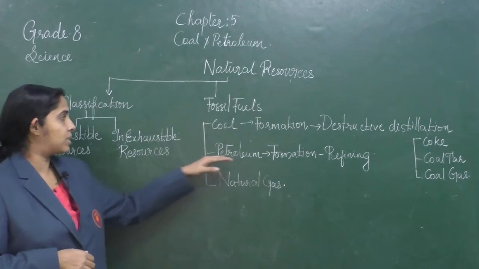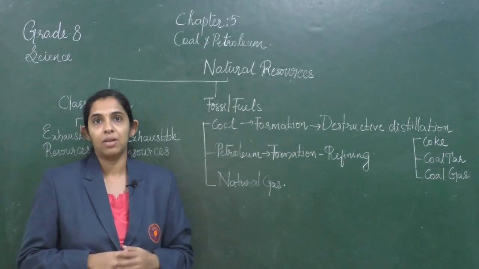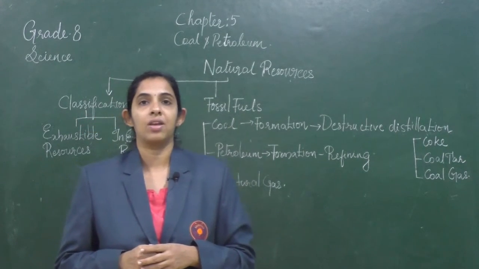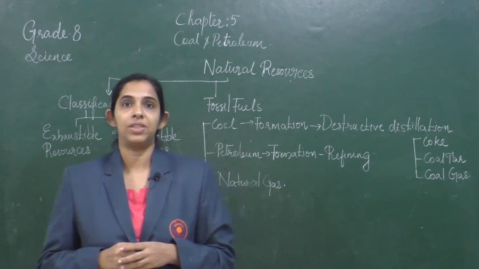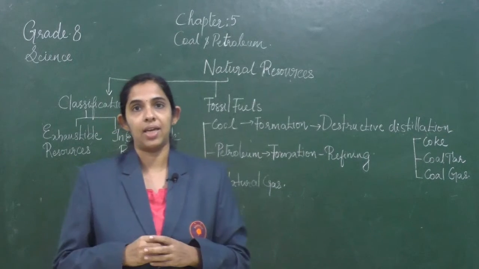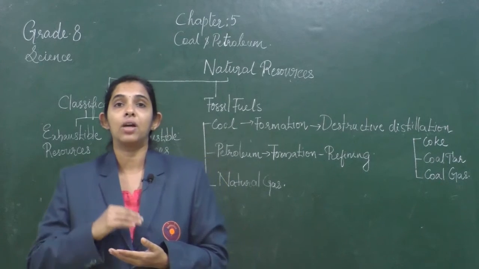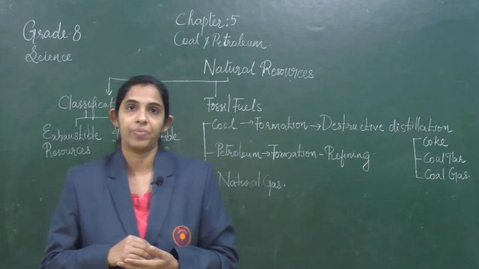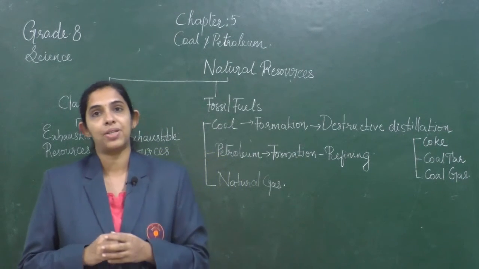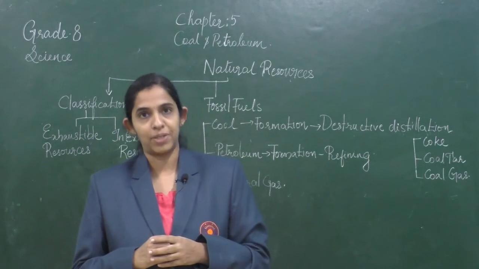The next important fossil fuel is petroleum. The word petroleum is derived from petra, which means rock, and oleum, which means oil. Petroleum is mainly formed from the dead remains of organisms living in the sea. As these organisms die, their bodies settle on the floors of the sea and are eventually covered with layers of sand and clay. When these deposits are subjected to high temperature and pressure in the absence of air, it slowly leads to the formation of petroleum.